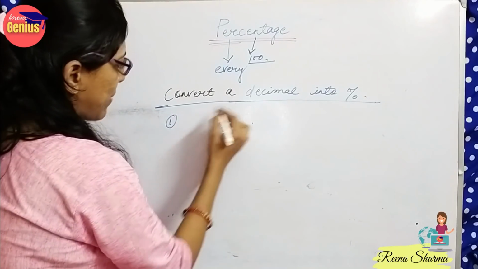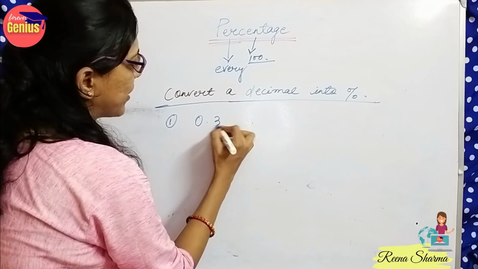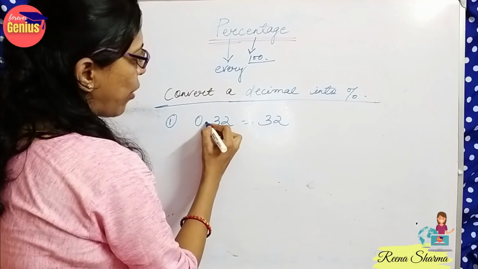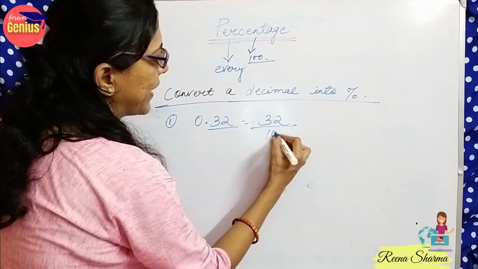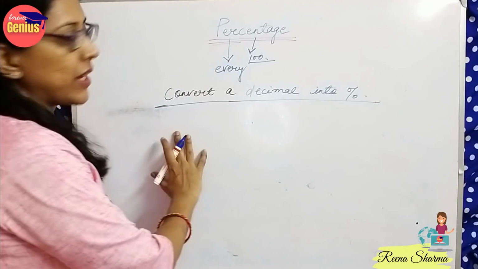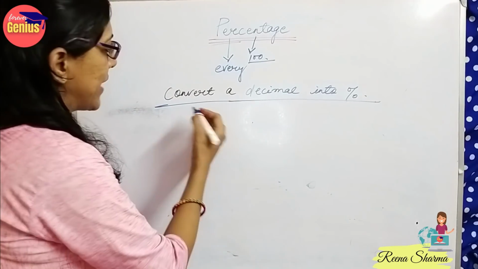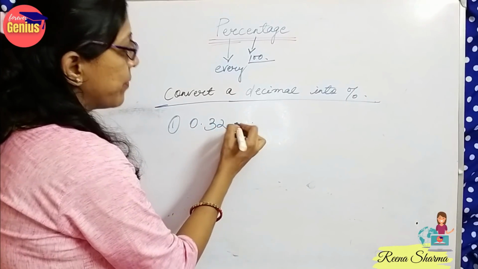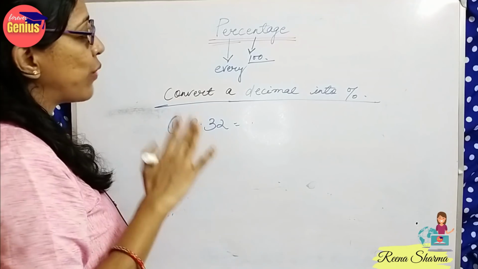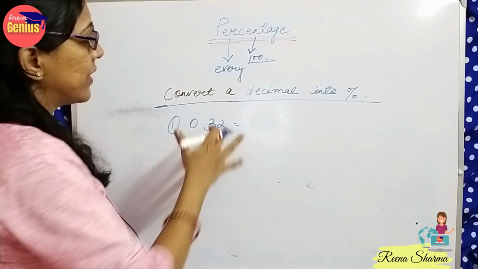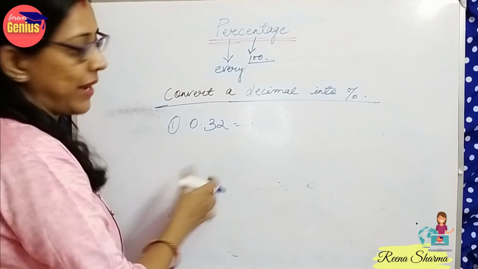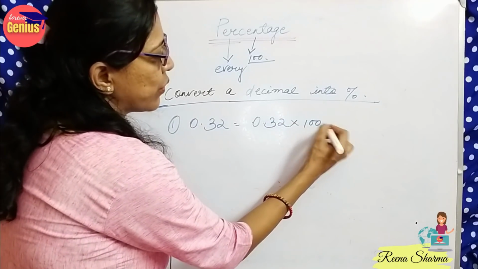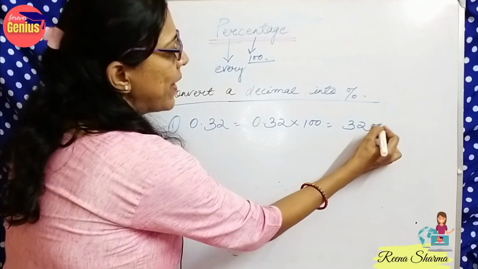If I want to convert a decimal into a percentage, how to do? Suppose the question is given to you 0.32. I will simply write 32, after the point 2 digits are given, I will simply write here 100. Convert a decimal into a percentage. Suppose the question is given to you 0.32. See, in the first case what we did? We divided. In the second case we will multiply. So this is 0.32 into 100. This is equal to 32 percent.